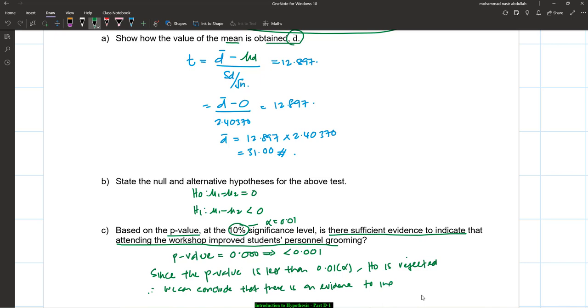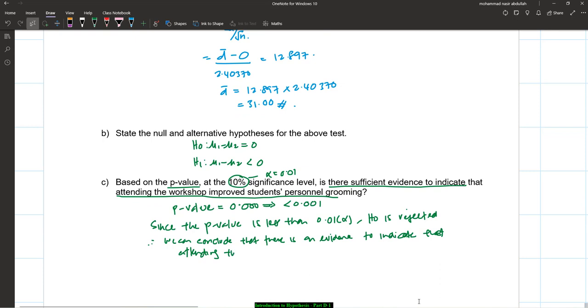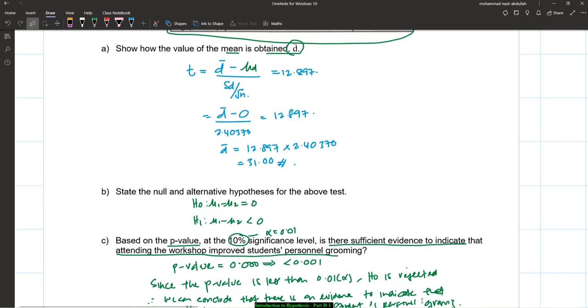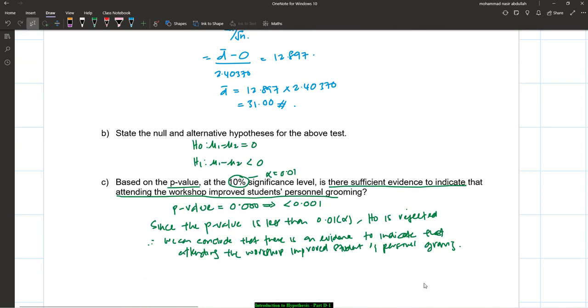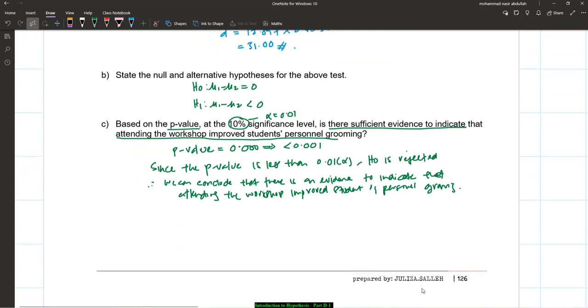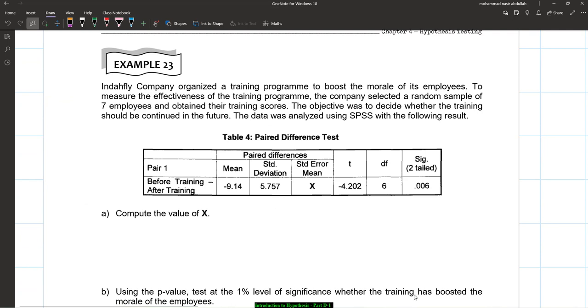to indicate that attending the workshop improves student personal grooming. So this is how we conclude the result. If you have the value of the mean, then we can further support the evidence, right? So let's look at example number 23.